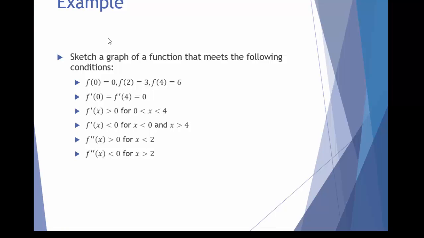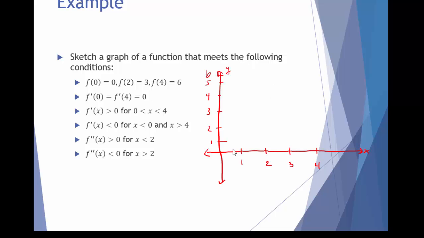Okay, so here they are. We've got f of 0 equals 0, f of 2 equals 3, and f of 4 equals 6. What kind of information does that tell me about the graph of my function? Well, those are three ordered pairs. So let me get some axes on here. So those three ordered pairs will be 0, 0, 2, 3, and 4, 6. So that's the first condition met.